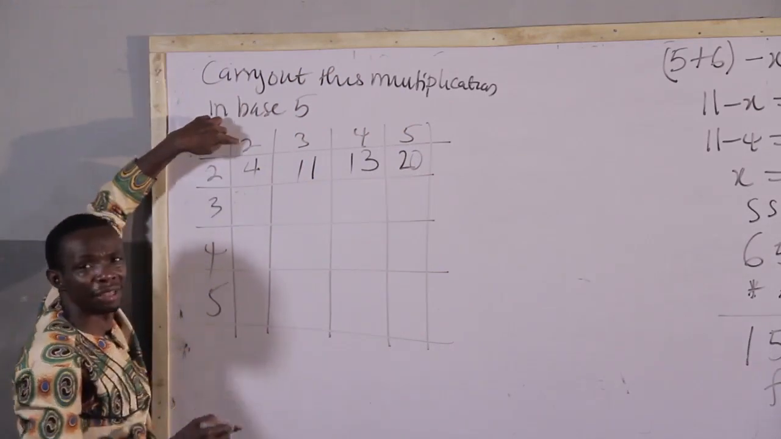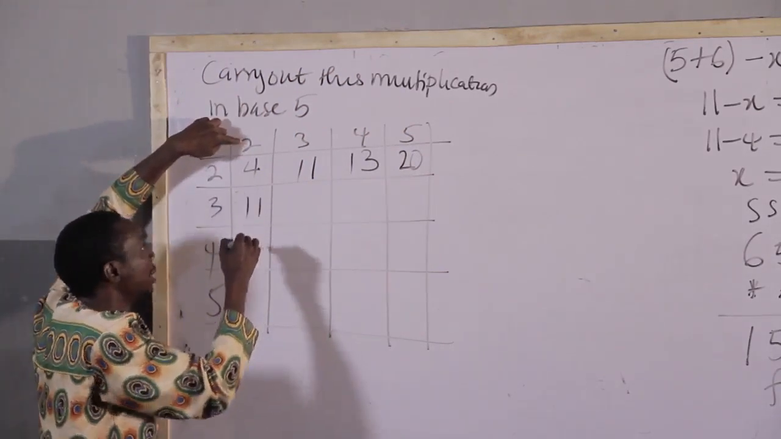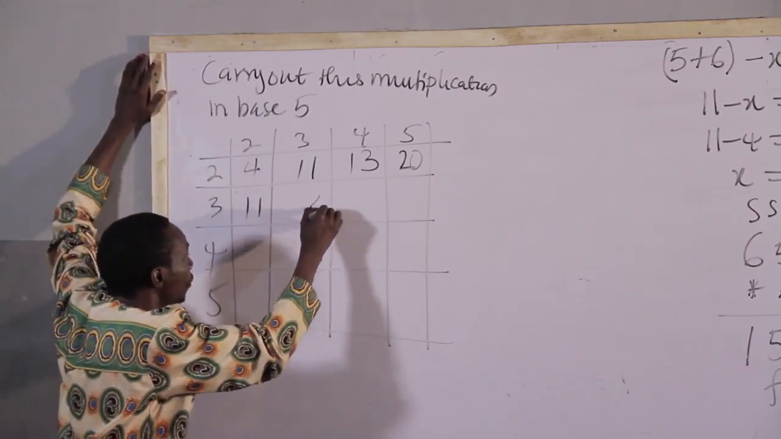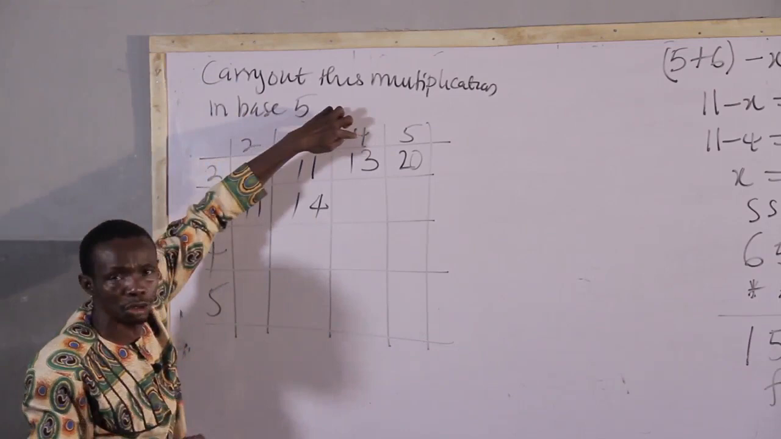3 times 2 is 6. 5 in 6, 1, remainder 1. 1, 1. 3 times 3 is 9. 5 in 9, 1, remainder 4. I put my 1 here. 3 times 4 is 12.